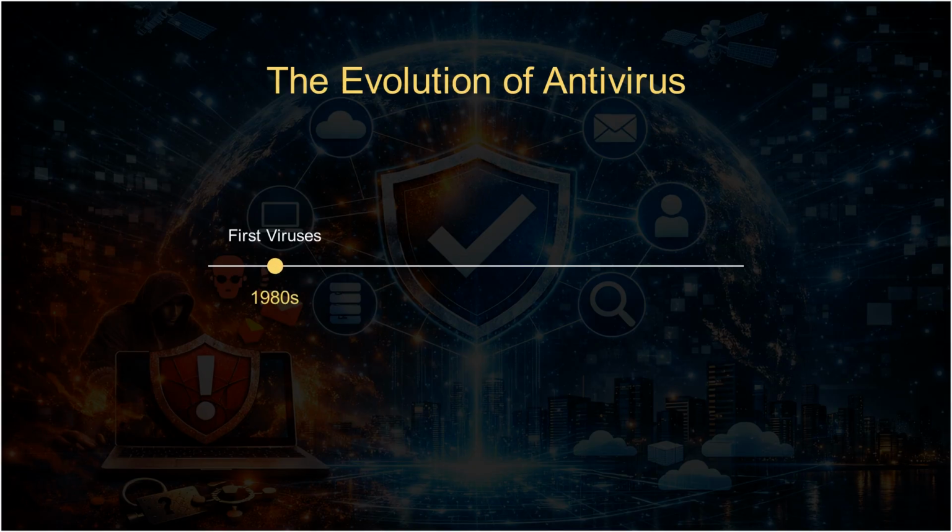To understand its limitations, we must look at its history. In the early 1980s, the first computer viruses emerged as simple academic experiments. By the 1990s, commercial antivirus software exploded in popularity. They relied heavily on massive signature databases to identify malicious code. As threats grew more complex into the 2000s, basic heuristics were introduced. However, the core philosophy remained focused solely on the endpoint.